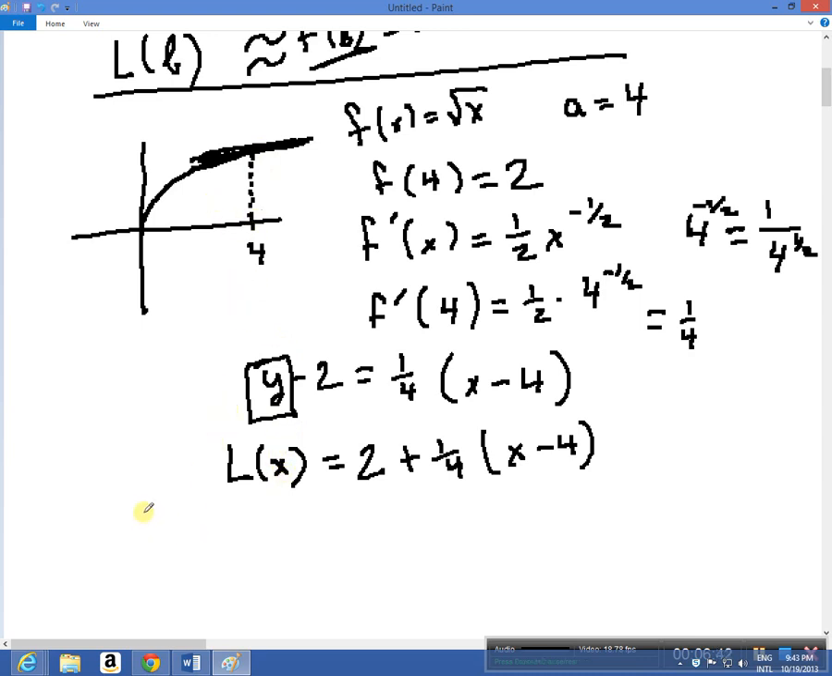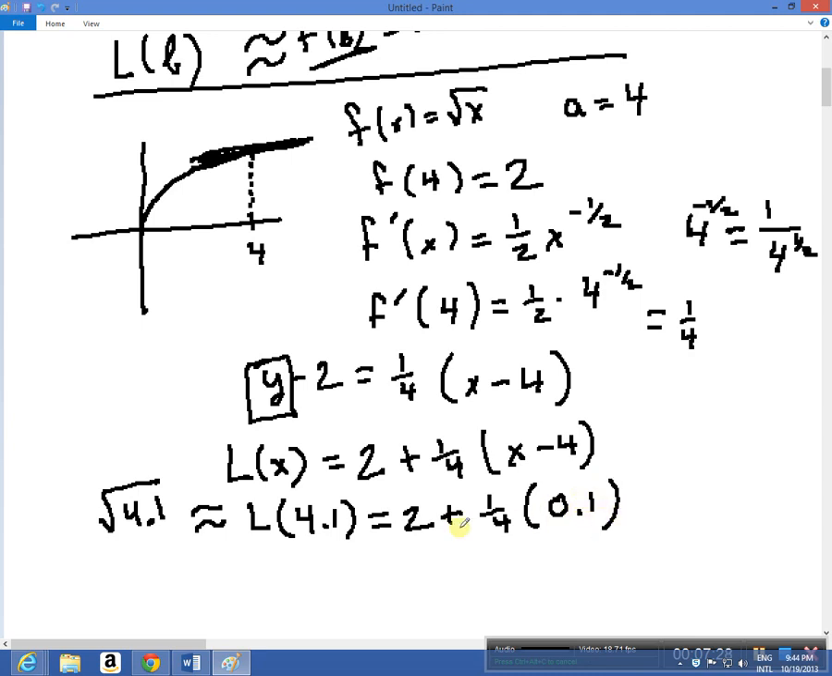So here's an example. Suppose I wanted to calculate the square root of 4.1. Then 4.1 is pretty close to 4. So my expectation is that if I follow the tangent line, that's almost as good as following the curve. So I'm going to go along the tangent line and calculate L of 4.1, which I'm taking as my approximation for f of 4.1, the square root of 4.1. That's really easy to do. You just take 2 plus a fourth times x minus 4, where x is 4.1, and I can do this in my head: 4.1 minus 4 is 0.1. 1 fourth times 1 tenth is 1 fortieth, which as a decimal turns out to be 0.025.